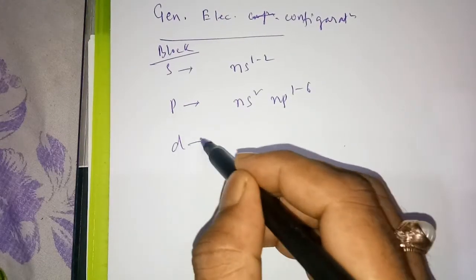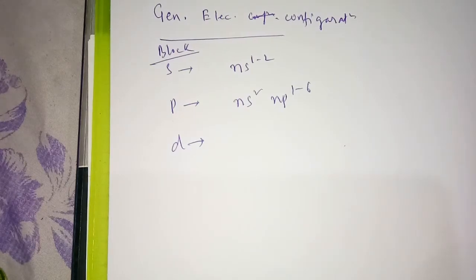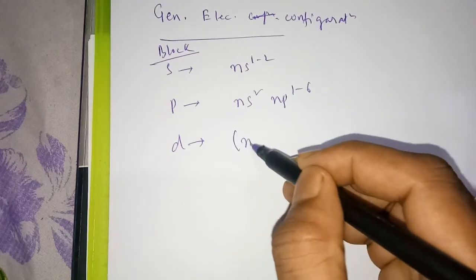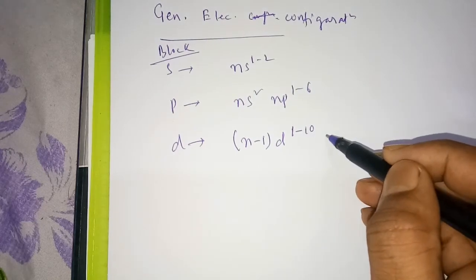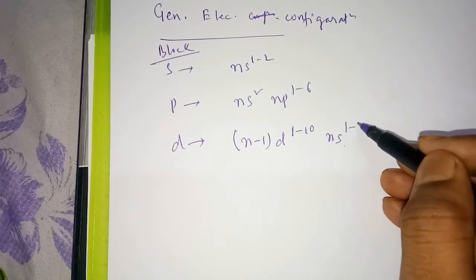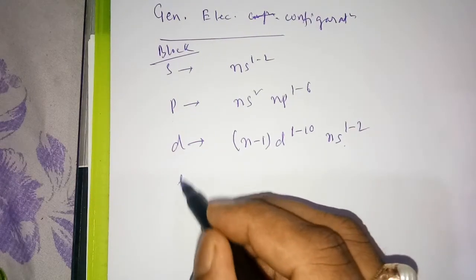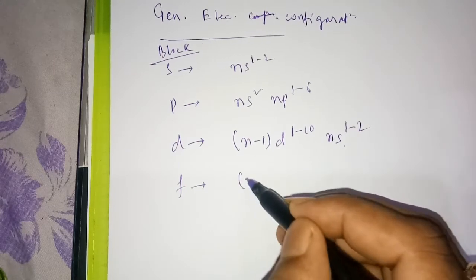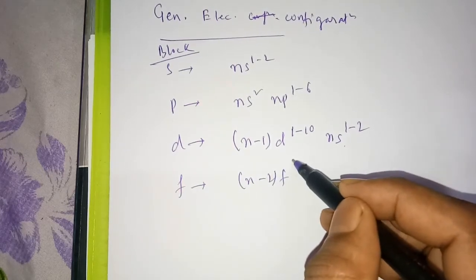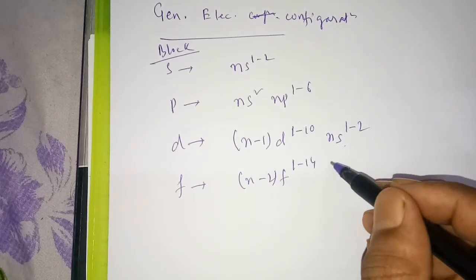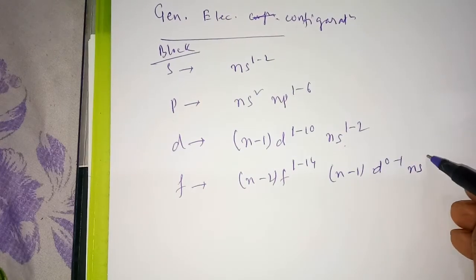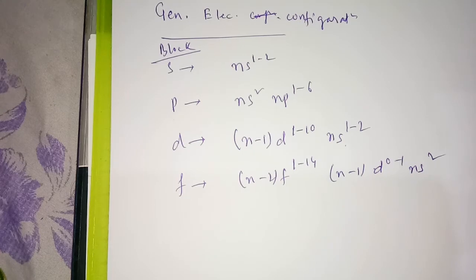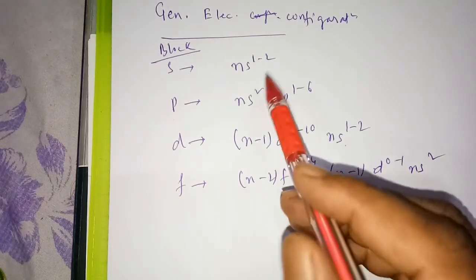Then general electronic configuration of d block. So d block is (n-1)d 1 to 10, ns 1 to 2. General electronic configuration of f block: (n-2)f 1 to 14, (n-1)d 0 to 1, ns2. So these electronic configurations you have to remember.